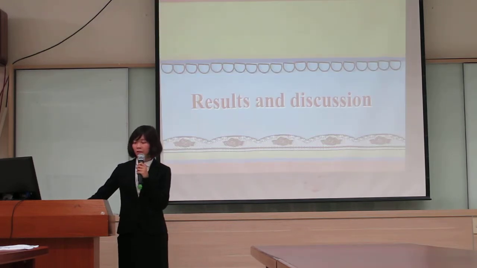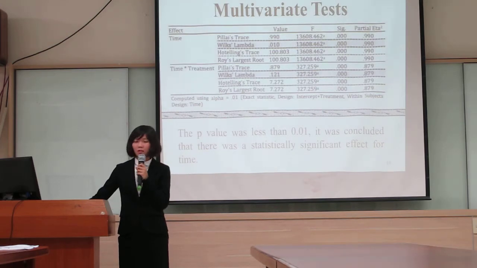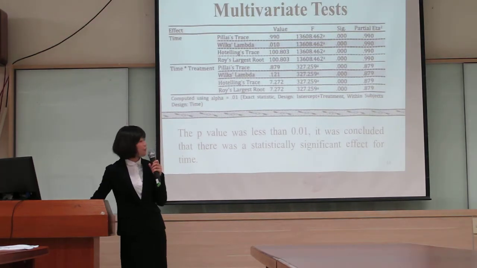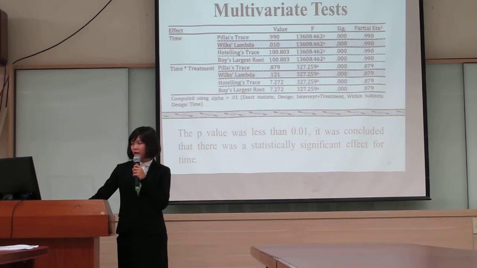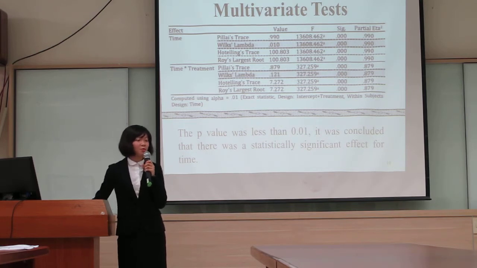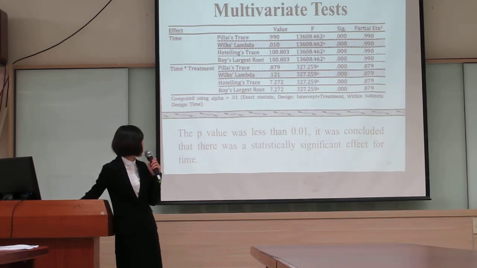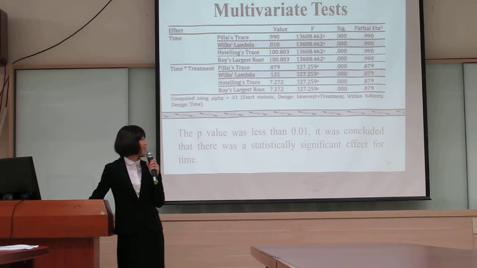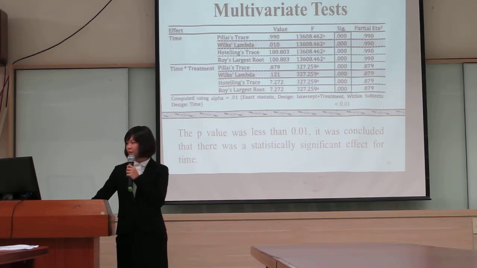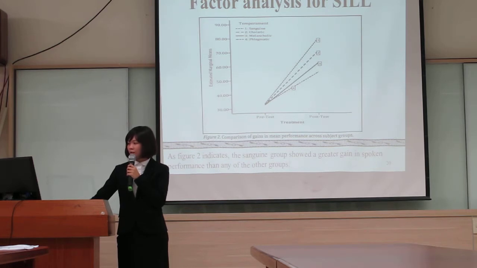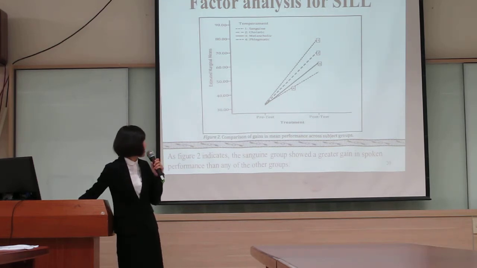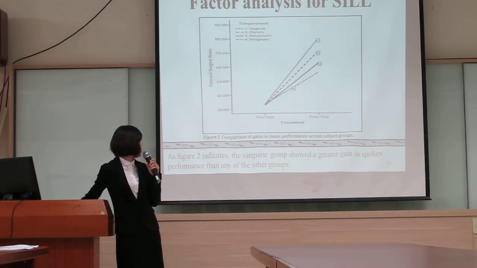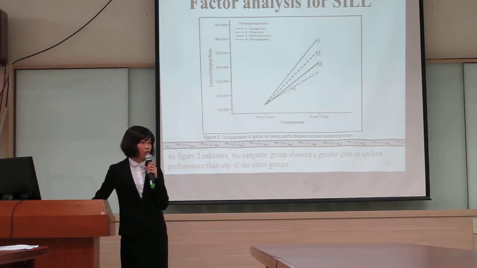Results and discussion. This is the table of multivariate test. The p-value was less than 0.01. It was concluded that there was a statistically significant effect for time. And as figure 2 indicates, the sanguine group showed a greater gain in spoken performance than any of the other groups.